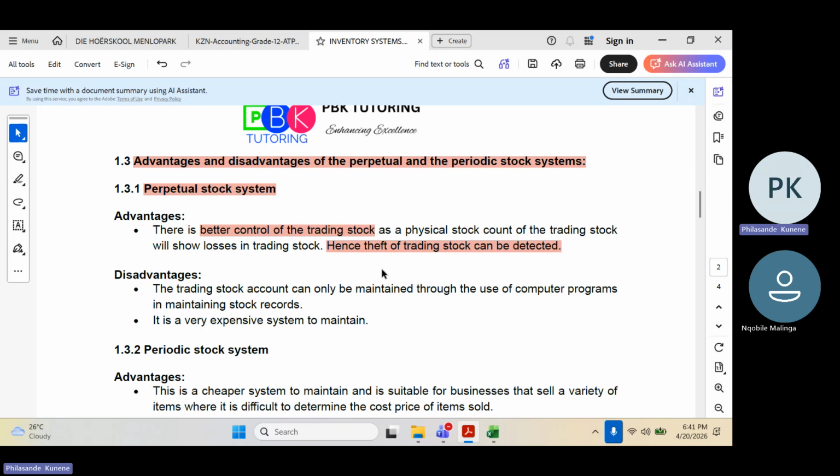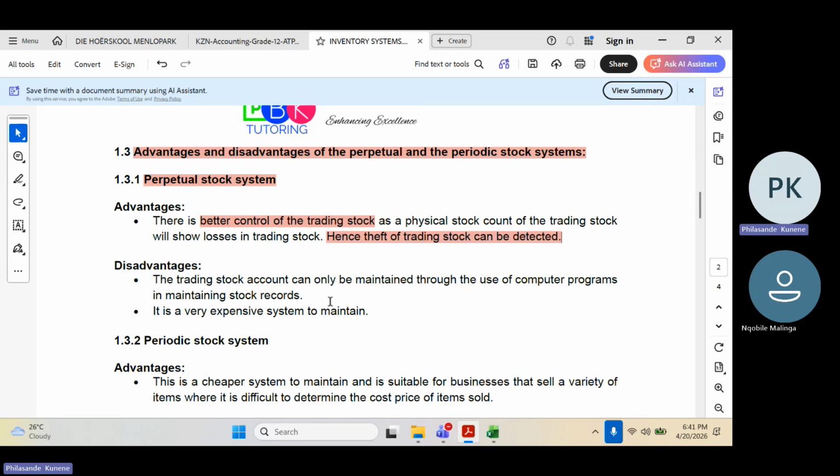So when they start asking you about this thing, you must be able to explain it in a test, because they are going to ask you what the advantages of the perpetual inventory system are. You have to be able to tell that there is better control of trading stock under perpetual. It helps us to control trading stock better. We can detect theft of trading stock. That is an advantage of the perpetual stock system.